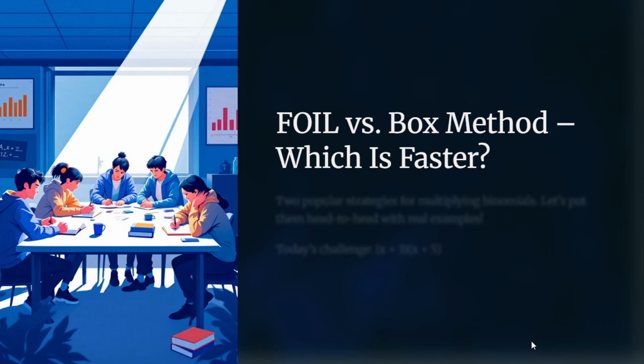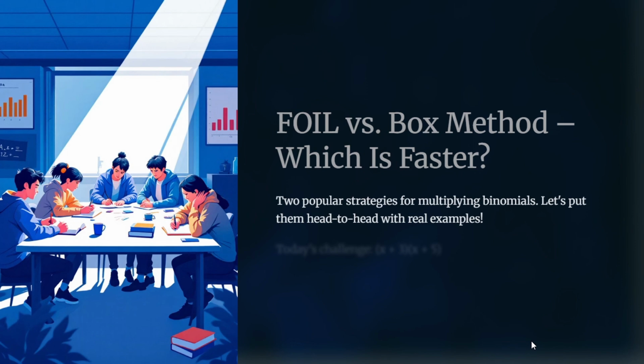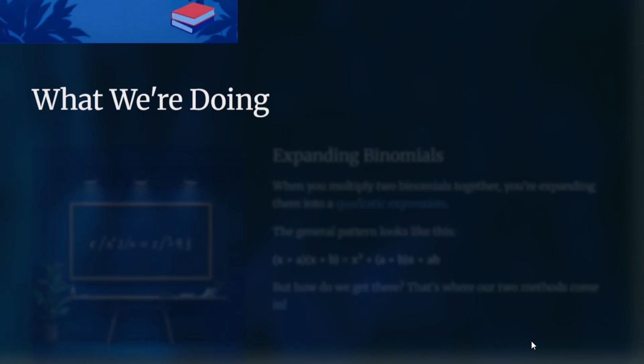In today's video, we'll compare the FOIL method to the box method. These are two popular strategies for multiplying binomials, so let's put them head to head with real examples. Our first challenge today is to multiply x plus 3 by x plus 5.